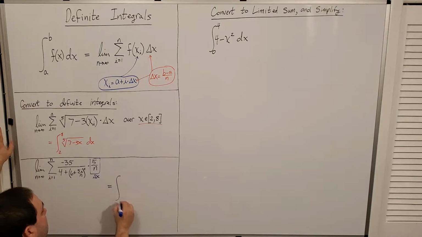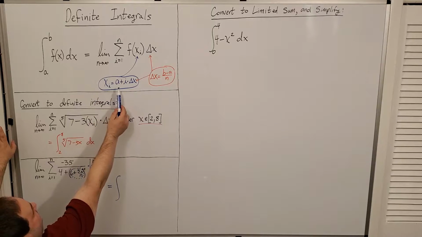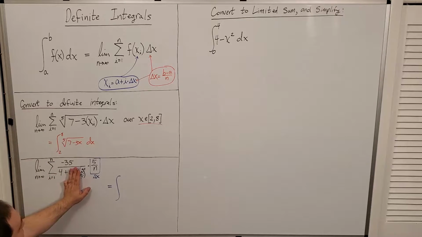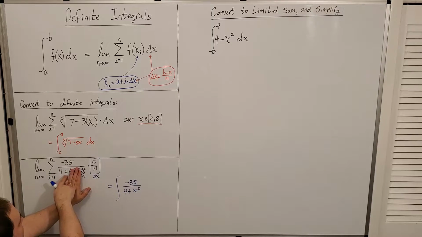So I know I've got a definite integral, and I can see my function here. Look really closely. See this 6 plus 5i over n? That's our x sub i, right? It's a plus i times delta x. Look, there's delta x, 5 over n right there. And it's 6 plus i times delta x. So this is really just my x sub i, or my x variable. So my function is the negative 35 over 4 plus x squared, right? Negative 35, 4 plus x squared.